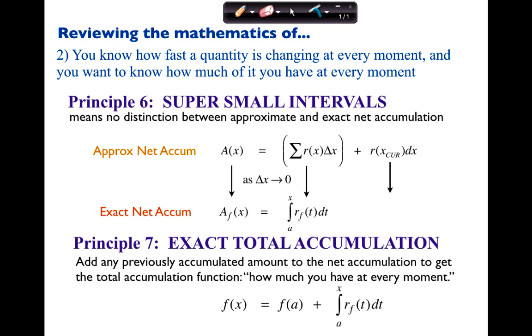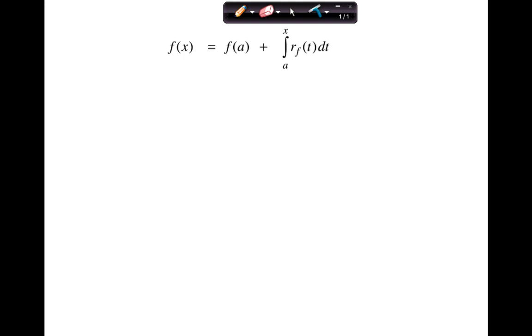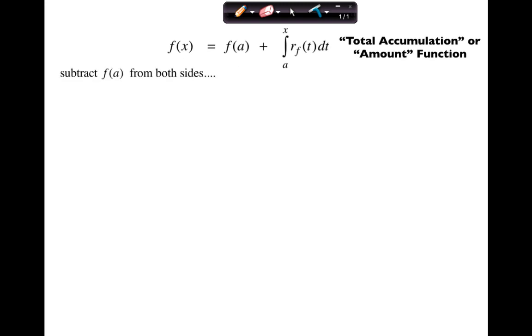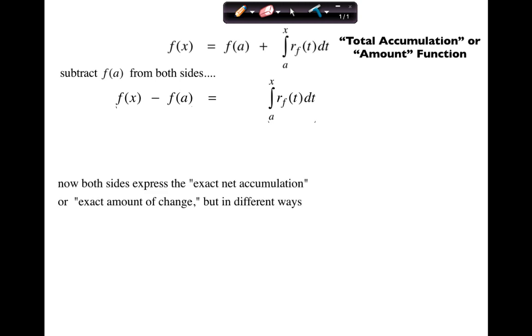So we made it so this is the full journey here, principles 1 through 7. Okay, let's take a look at that total accumulation function. If we subtract f of a from both sides, we look at the right. We know what that is: exact net accumulation. So the left side must be exact net accumulation also, just expressed in a different way, right? Both sides express exact net accumulation, or exact amount of change, in different ways.